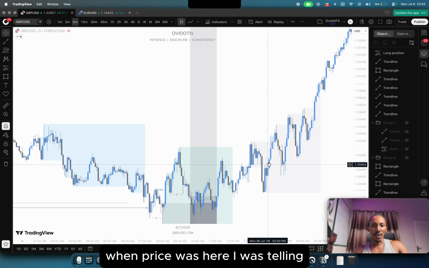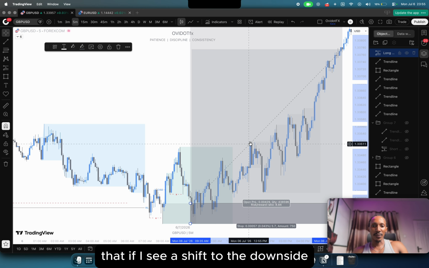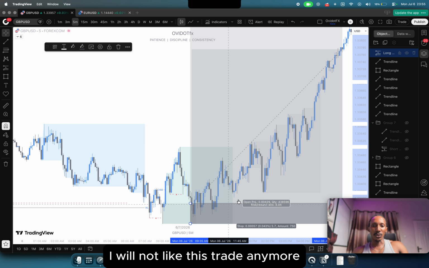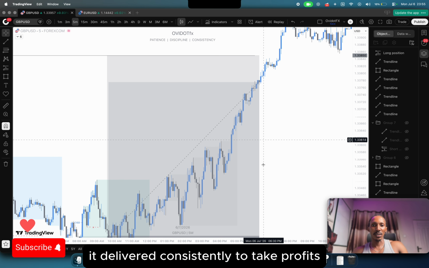When price was here, I was telling, because I was live actually, I told you guys I trade live now. I was telling my guys live that if I see a shift to the downside, I will not like this trade anymore. But price didn't do that. It kept respecting the bullish momentum until it delivered consistently to take profits.